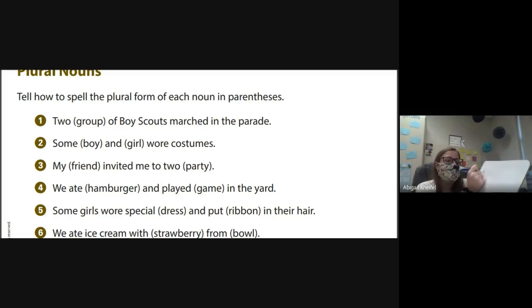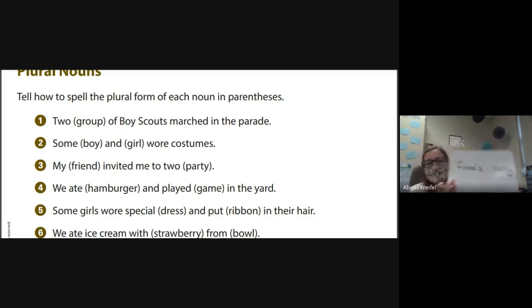Next is my friends invited me to a party. Friends. How do we make friend plural? ES, S, or IES? Rochelle. Yep, all we do is add an S. And then how about party? That one's a little bit tricky. It ends in a Y. So what do we have to do, Kylan? Perfect. You have to remove the Y and then add IES because it ends in a Y.